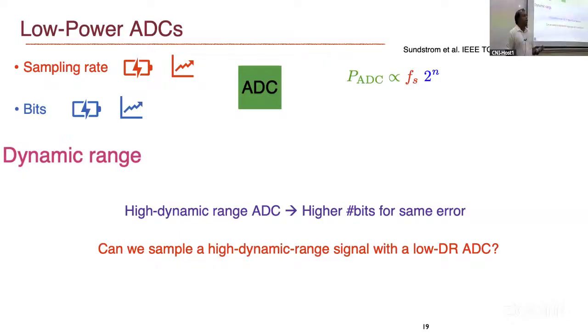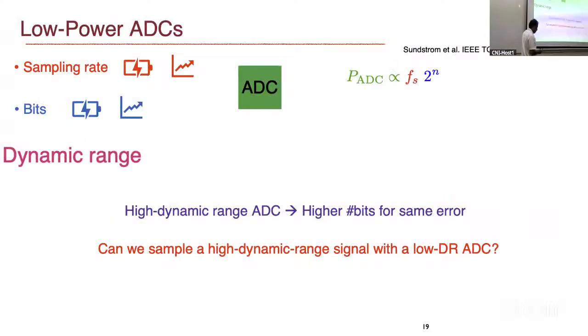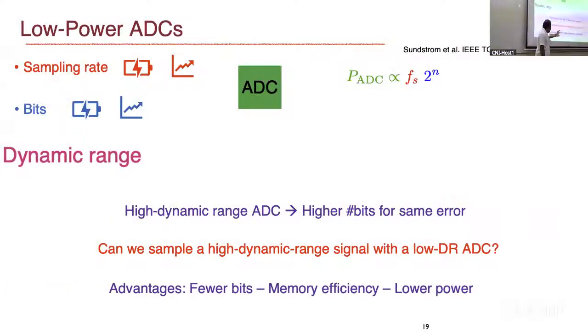If we say that yes, we can do that, then what are the advantages? We can use fewer bits because the dynamic range of the ADC is very small. For the same error, we can have fewer bits. It will be memory efficient because you don't have too many bits. And of course, as I said, it will have lower power, hopefully, right? We are reducing the number of bits.